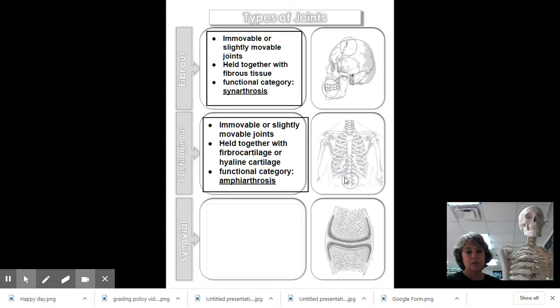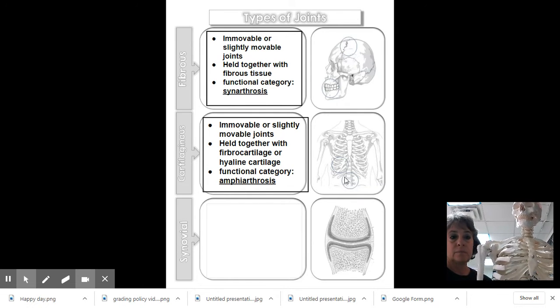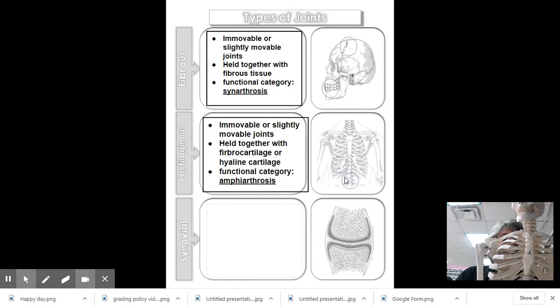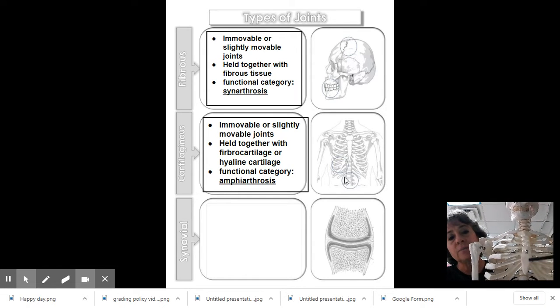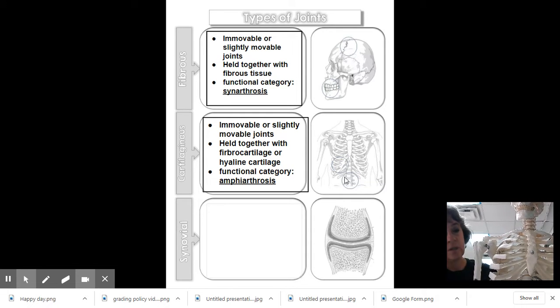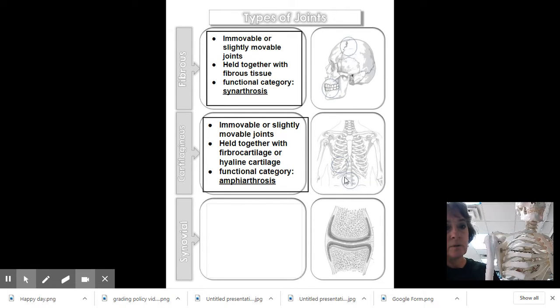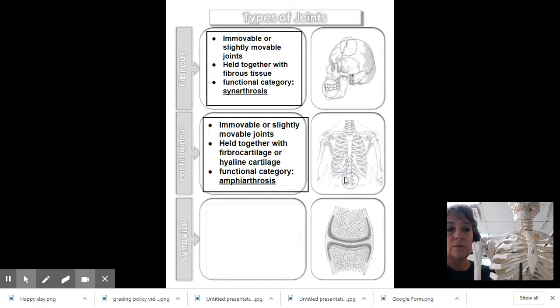I'll use Henry here. Get you closer up here. So this is a sternum. This is your sternum right here. And so switch this out. Here are the ribs. Right here, all the ribs. And this clear stuff right here is the cartilage that connects the ribs to the sternum.